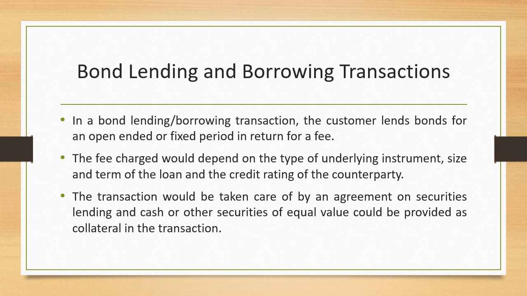Small correction here, right? So what will happen? The transaction would be taken care of by an agreement on securities lending, and cash or other securities of equal value could be provided as a collateral in this transaction. So in bond lending and borrowing transactions, you are using the bond as a collateral for borrowing money from the market. That has to be given as a collateral, and that will be used for the purpose of taking money from repo transactions. The fee charged is something that a borrower will pay to the lender, and it depends upon a couple of factors, which are the instrument, size and term of loan, and credit rating of the counterparty.